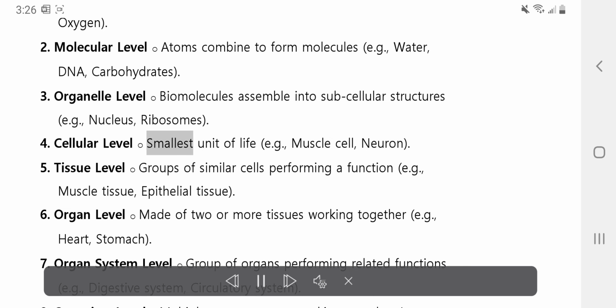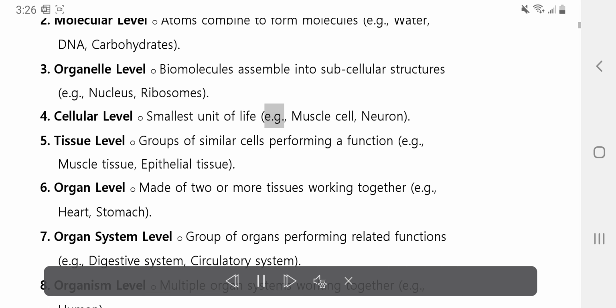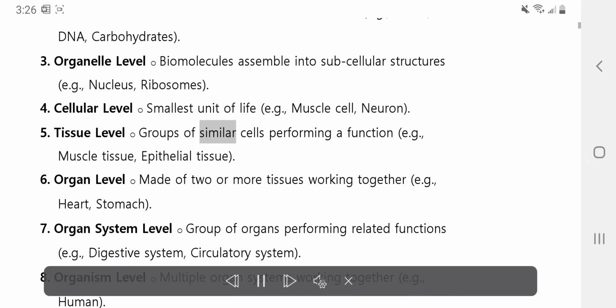Cellular level: smallest unit of life, e.g., muscle cell, neuron. Tissue level: groups of similar cells performing a function, e.g., muscle tissue, epithelial tissue. Organ level: made of two or more tissues working together, e.g., heart, stomach.